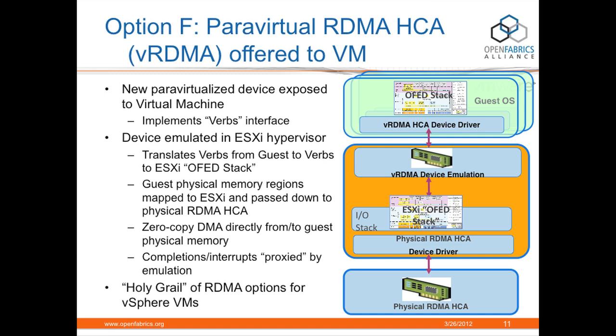One thing to note here is DMAs are still zero copy to and from guest memory. So when the application in the guest OS registers memory regions, the guest physical memory that it specifies in those memory regions are the physical regions that we program down to the physical HCA. So that when RDMA is complete, the memory is being DMA'd to guest memory. There's no copy involved in the hypervisor. The only intercept where the hypervisor is involved is proxying of completions and interrupts. Interrupts still go to the hypervisor.